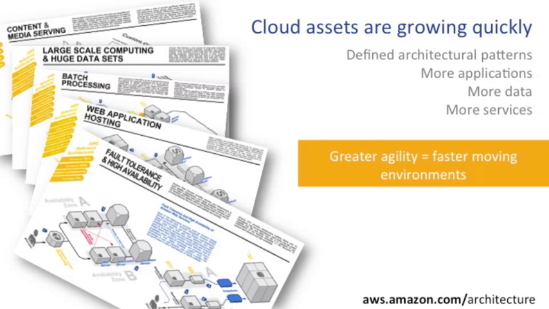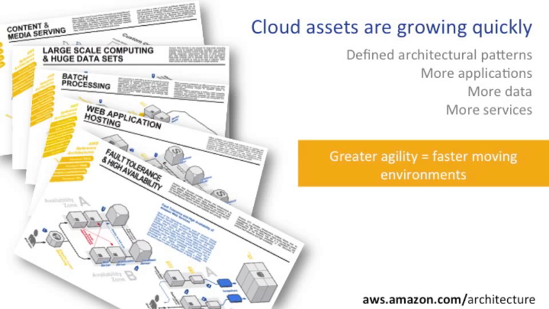So let's get into the meat and bones of this webinar today. The first thing to talk about is the fact that cloud assets are growing quite quickly. People have more defined architectural patterns, and you can go to aws.amazon.com/architecture and look at the model architecture patterns that we put up there to describe different types of applications, such as web processing, batch processing, and approaches to high fault tolerance and high availability. As a result of more understanding around the use of cloud resources, more applications are being put up there, more data is resident in the cloud, and more services are being created leveraging the cloud platforms.